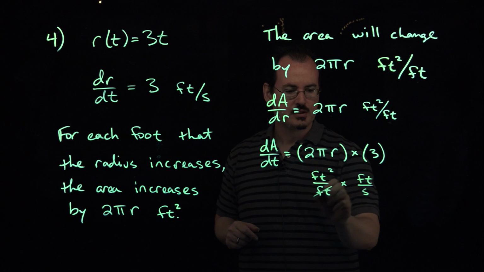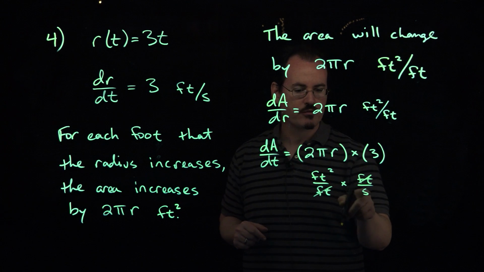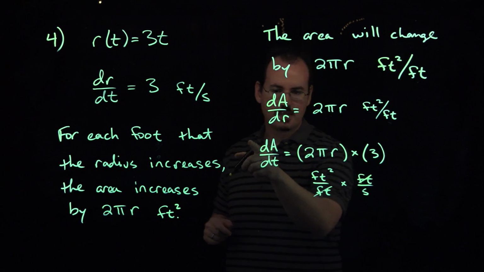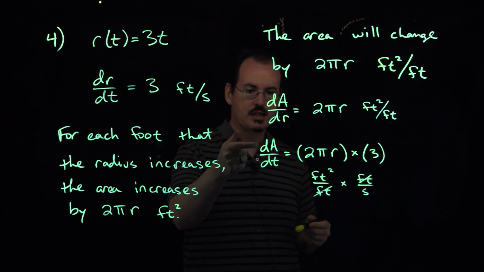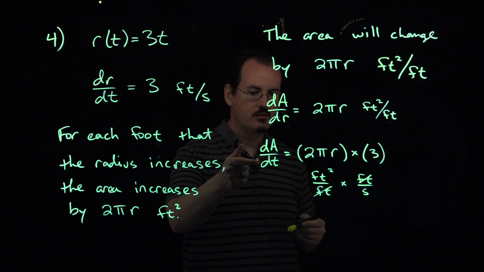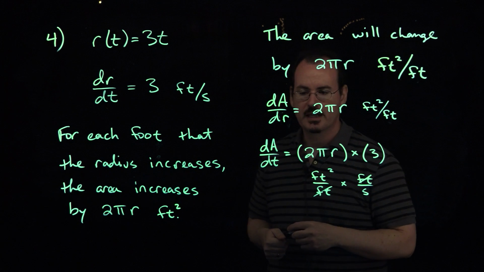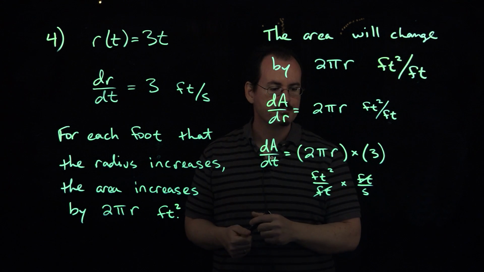So look what happens. The feet cancel, and what am I left with for my final units here? Feet squared per second, and that's exactly what I want. The question is, how much is the area changing for every second that goes by? And so feet squared per second matches the units that I have here.